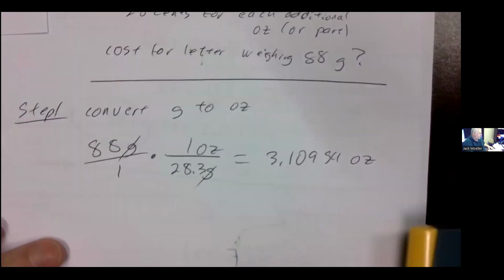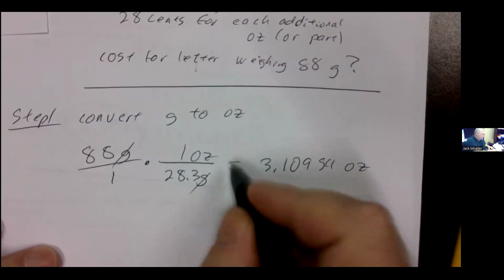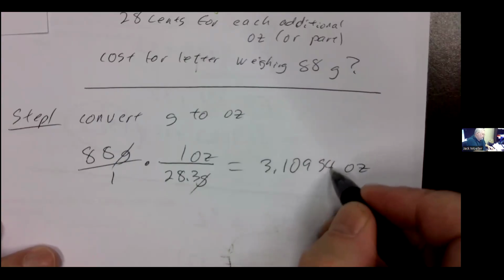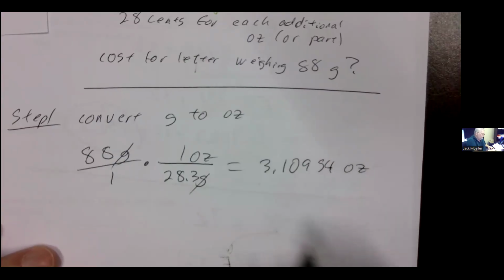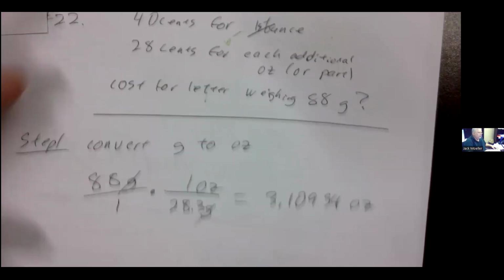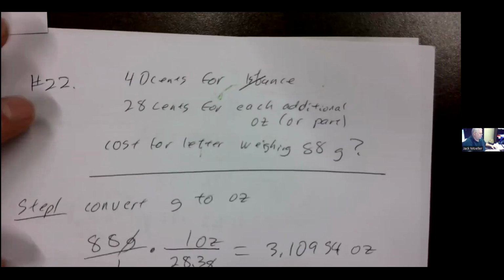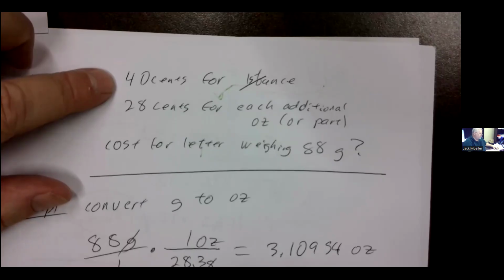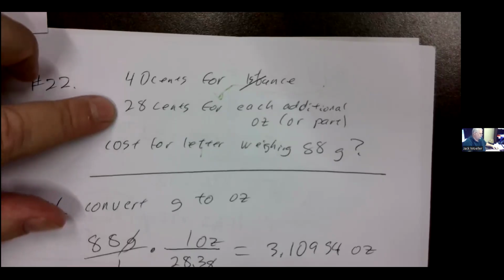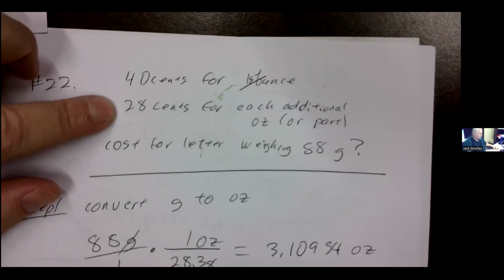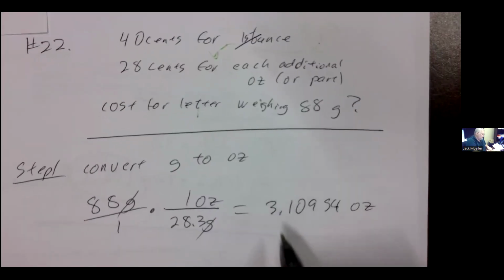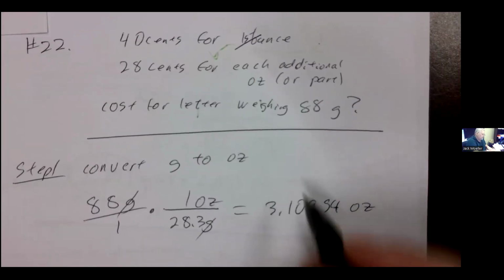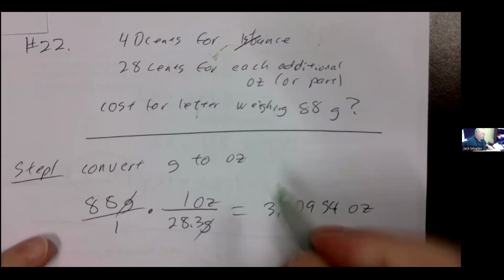Well, if we were converting to something else like this, then I would just say keep that whole number and then multiply or divide. But here we have a word problem, so a bit different. It's 40 cents for the first ounce, and then 28 cents for each additional ounce. So when I see this, that is 3 whole ounces and then part of another.